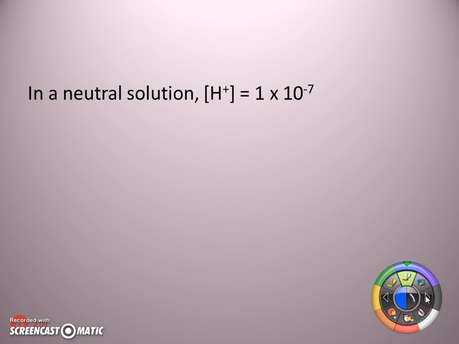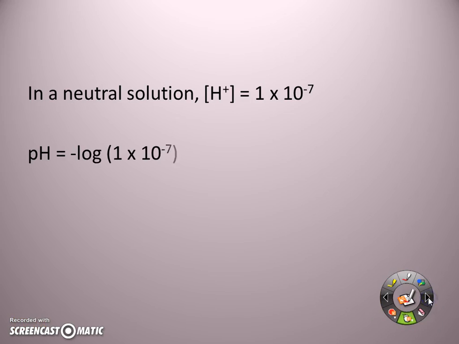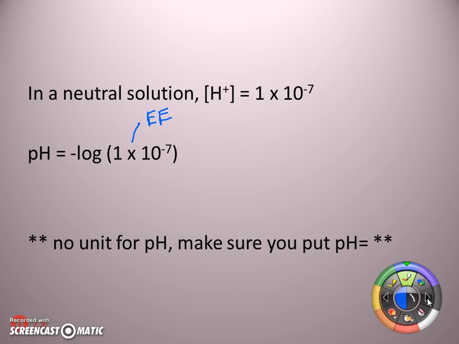For a neutral solution, your hydrogen ion concentration is going to equal 1 times 10 to the negative 7. So to find the pH, take the negative log of 1 times 10 to the negative 7. Make sure you're using your EE key here to cut down on your parentheses use. Also, there is no unit for pH, so make sure you're putting pH equals whatever. So in this case, you should have found 7 to be your answer.